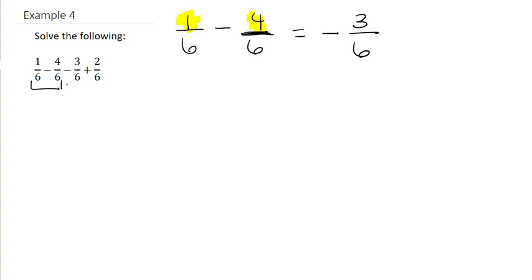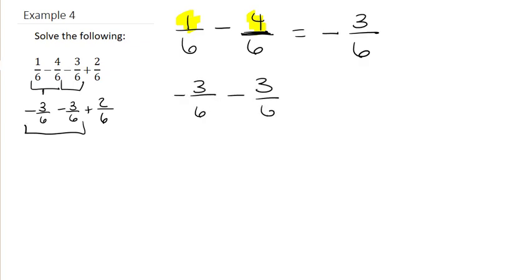Then we have the next step. We're going to subtract then. So we have negative 3/6 minus 3/6. So we're going to deal with this one first. So we have negative 3 over 6 minus 3 over 6. Now what we're doing is starting from this negative 3 and then going minus 3. So essentially what we're doing is going minus 3, minus 3. So now we're becoming more negative.